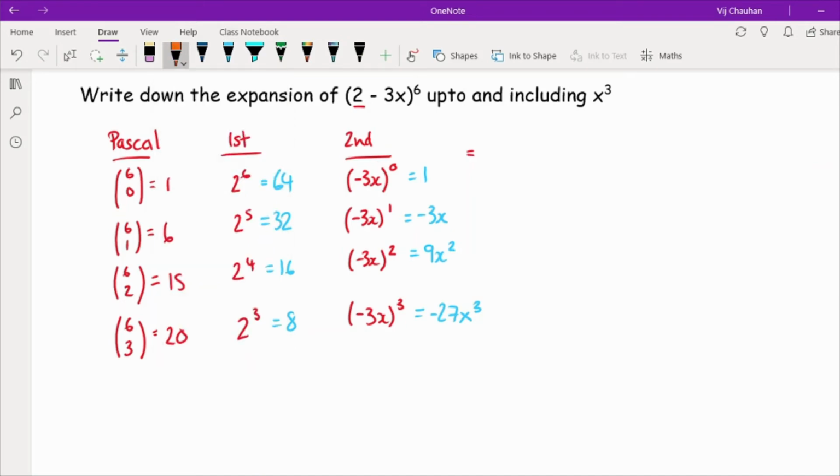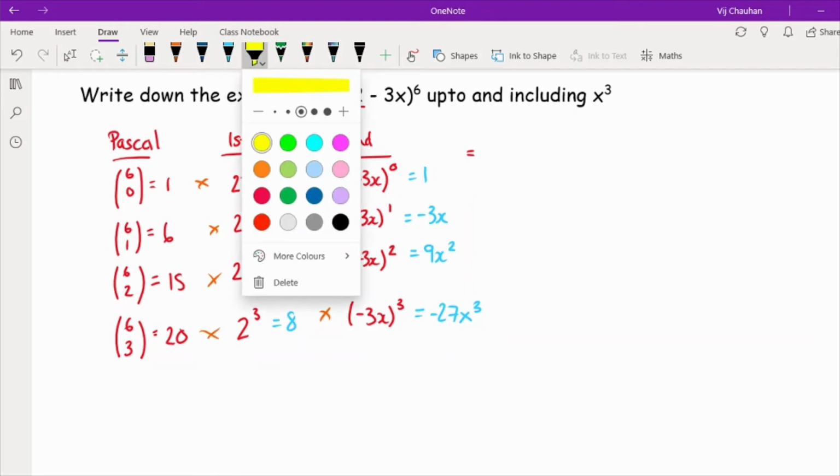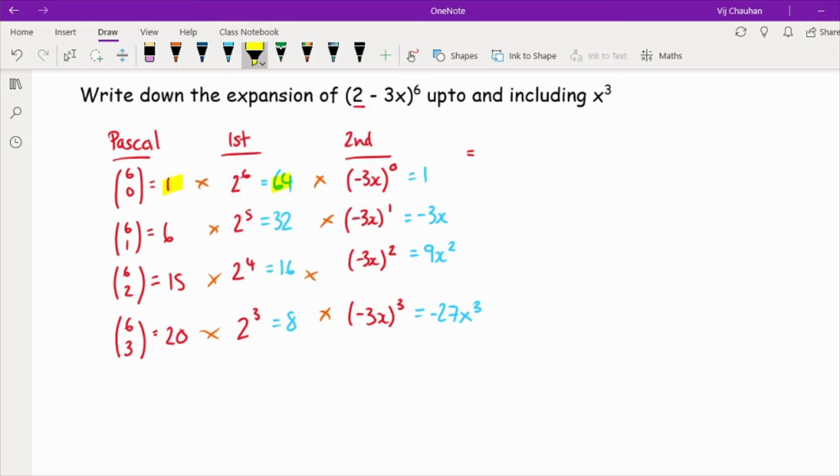So if I get a different pen, I'm going to multiply each of these 3 things together. So I'm going to multiply 1 times 64 times 1, plus 6 times 32 times minus 3, 15 times 16 times 9, 20 times 8 times minus 27. So going back to this and using my calculator, I'm going to work out what the value of each of these 4 things is. So I've got 1 times 64 times 1 is going to be 64.